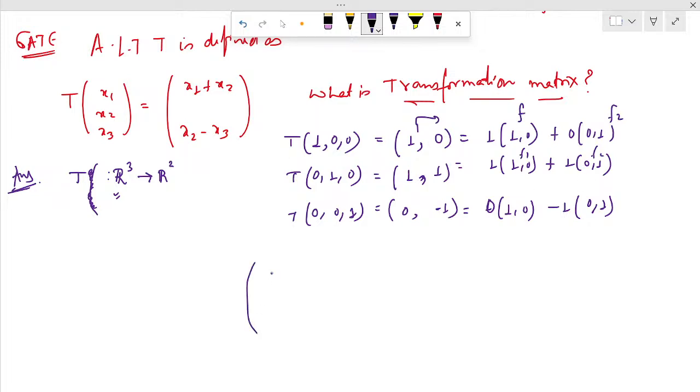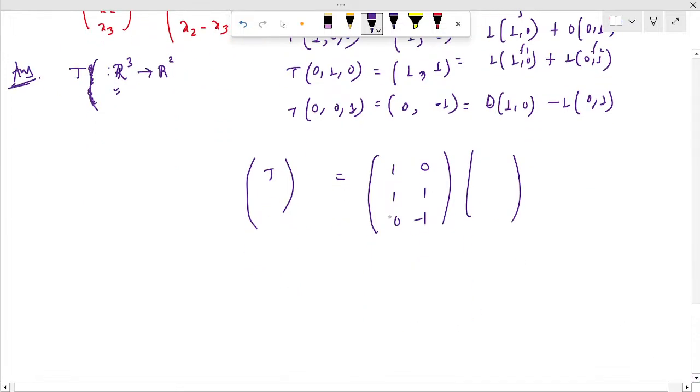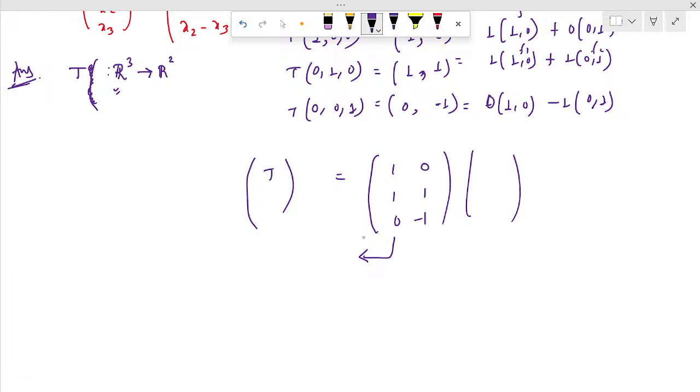So here would be a coefficient matrix. What would the coefficient matrix be? If I want to write the coefficient matrix, it would be rows (1, 0), (1, 1), (0, minus 1). Now I told you, in order to write the matrix of transformation, you have to take a transpose of it. Is that clear? So what would the transpose be?